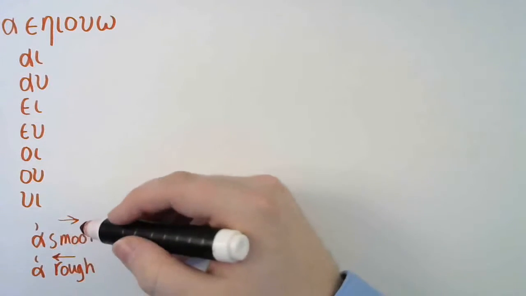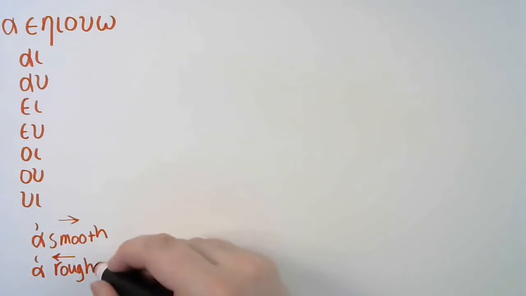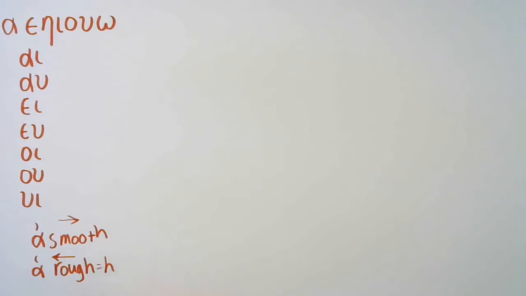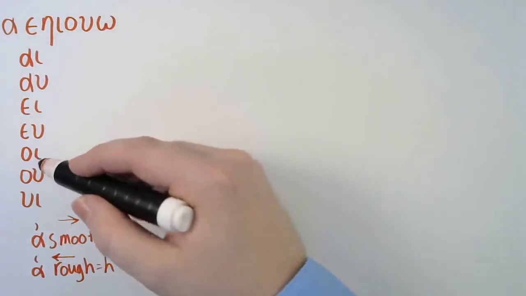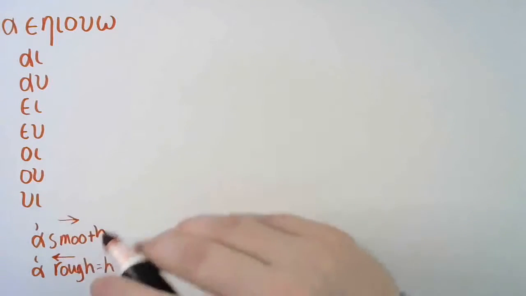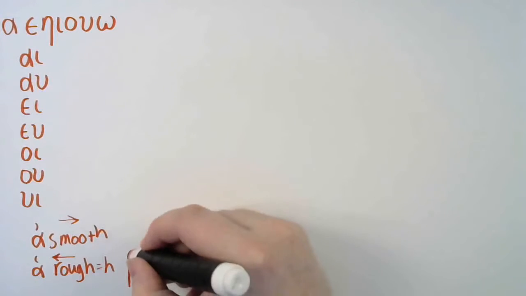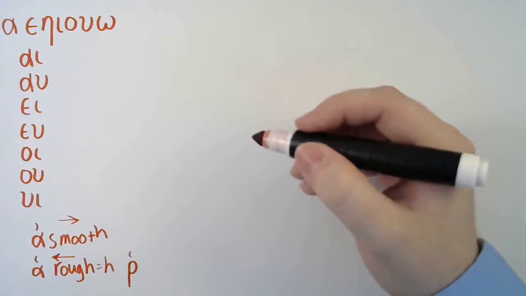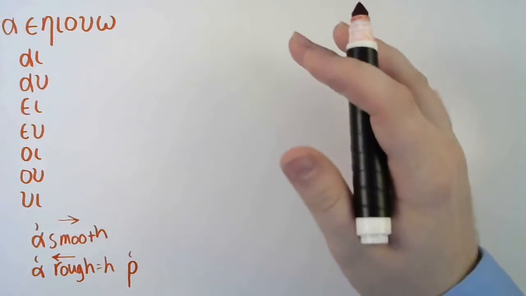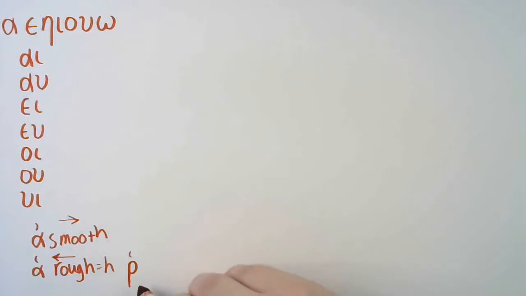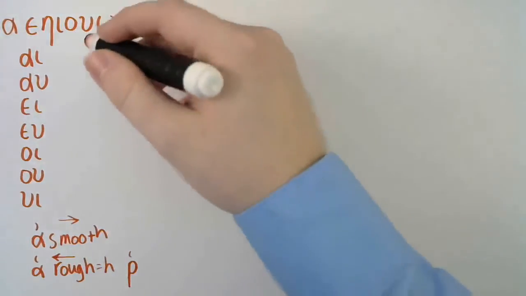Now remember the difference in pronunciation these cause? Smooth is nothing. Rough sort of adds an H sound, so hai, hau, hei, heu, hoi, hou, hui. Also, as a side note, the letter rho will often have a rough breathing mark, even though it is a consonant, so an h sound. It's neither here nor there. You'll see it pop up.